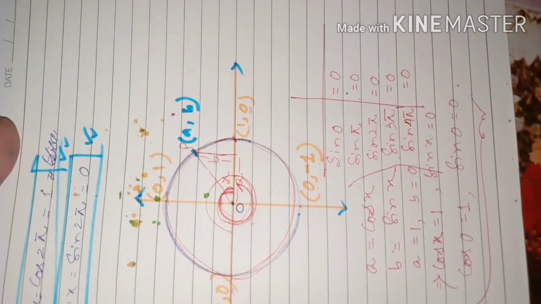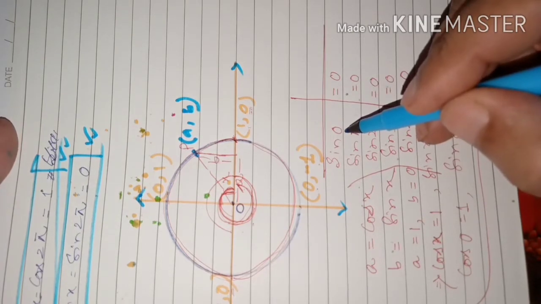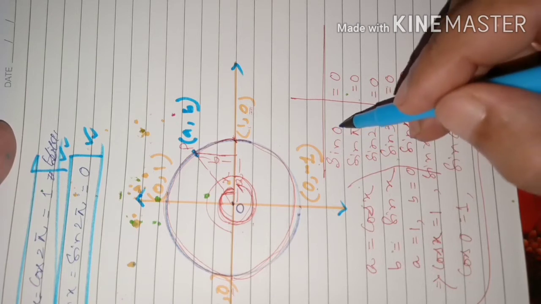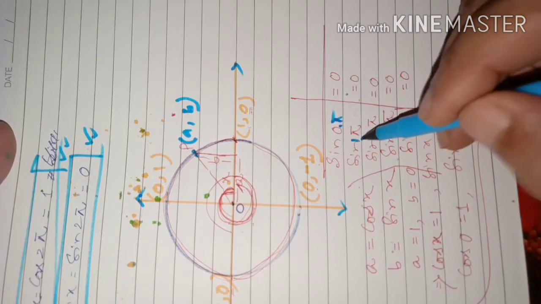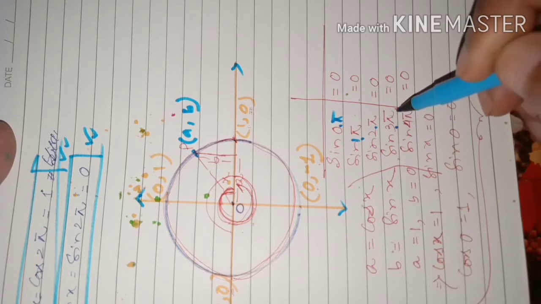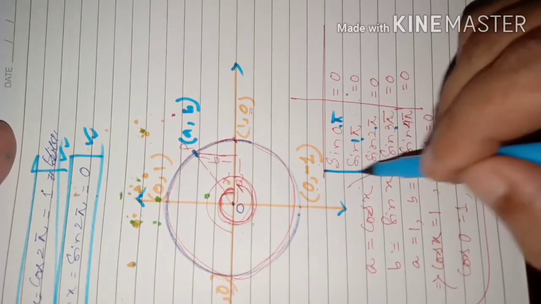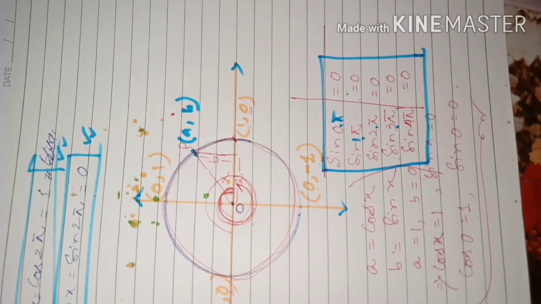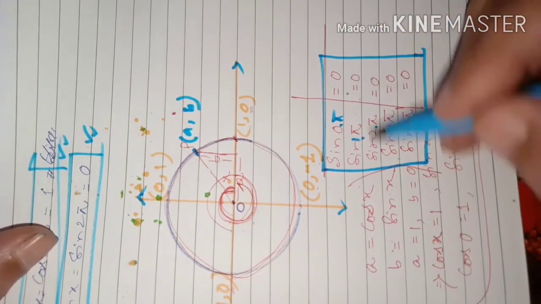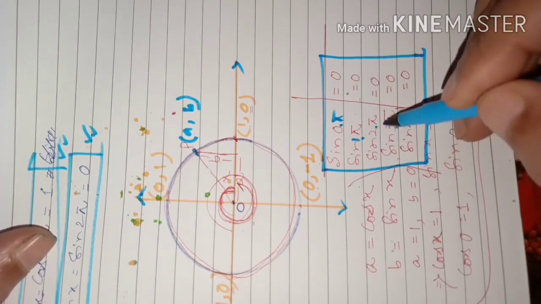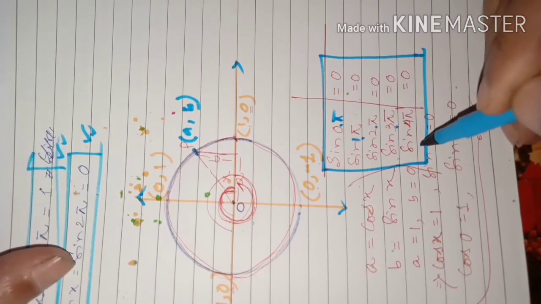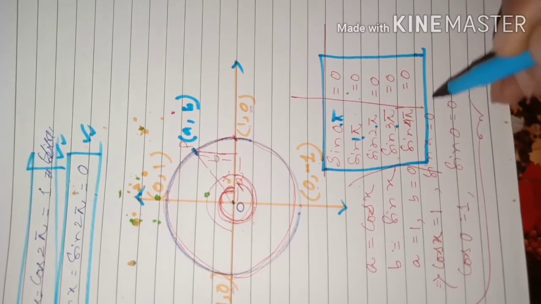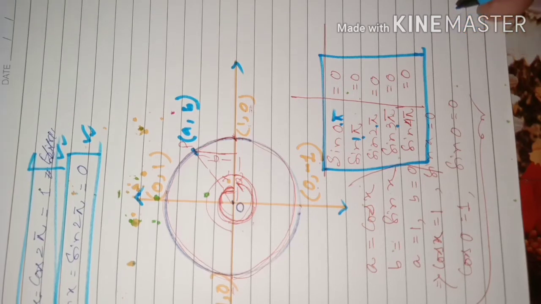Just see here, when it is a multiple of pi, here you can say 0 into pi, 1 into pi, 2 into pi, 3 into pi, 4 into pi, sin is all the time 0. Sin 0 into pi is 0. Sin 1 into pi is 0. Sin 2 into pi is 0. Sin 3 into pi is 0. Sin 4 into pi is 0. So sin 5 pi also will be 0, and sin 6 pi also will be 0.